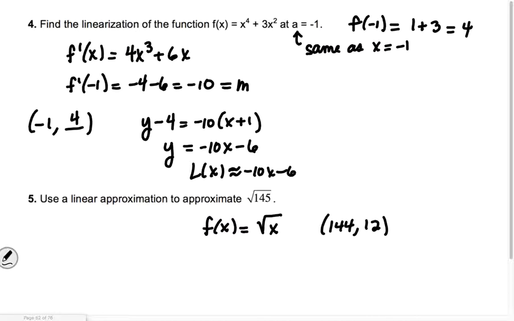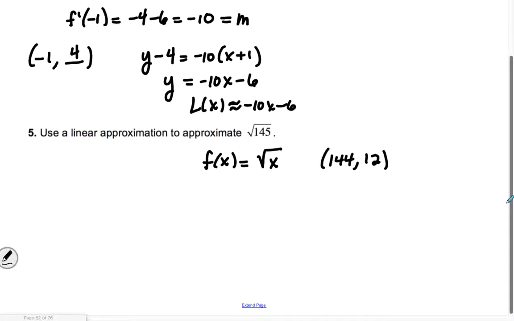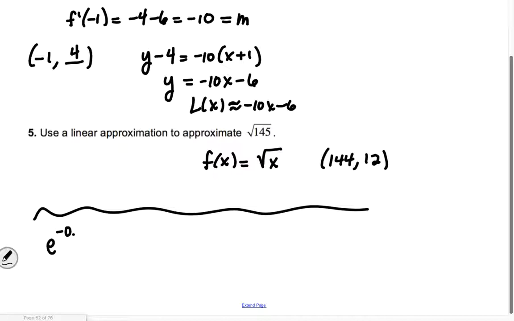So the thing that I told the last class is I have a lot of weird ones on your homework, and people get stuck on these. So if I have e to the negative 0.12, your function is what? E to the x, and your point is 0, 1. We did that one earlier, something like that.